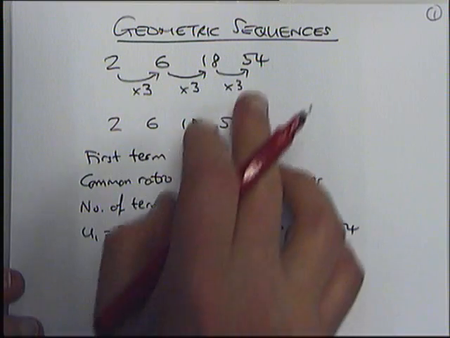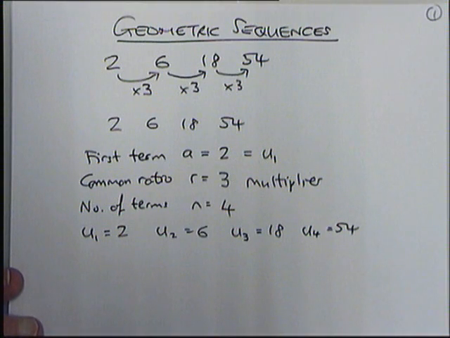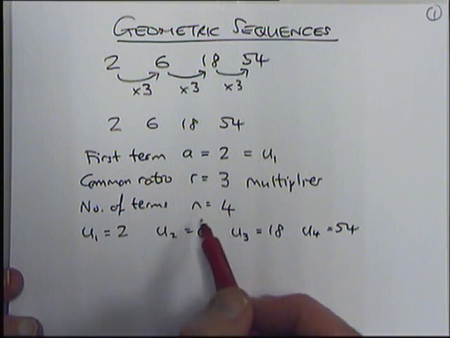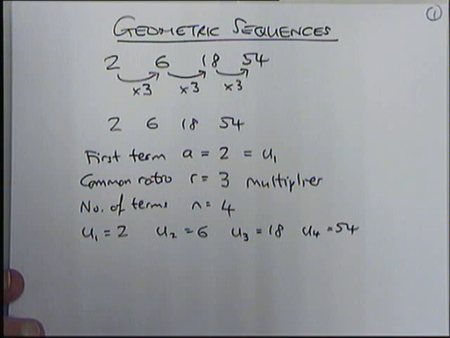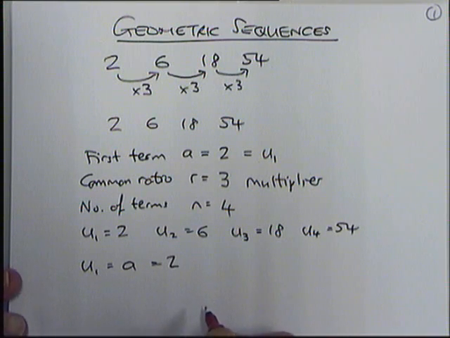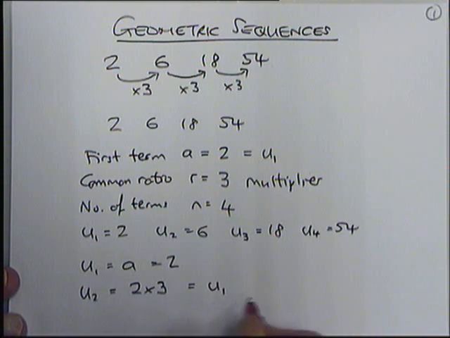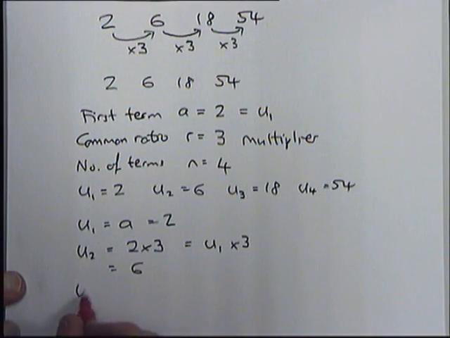You can work out the fourth term without knowing the third term, or even the second one, if you know the information about A, R, and N. And we'll just go through that first of all. To start with, the first term, U1 or A, that's 2. What do we do to that term to get the next one? We times it by 3. So that U2, the second term, was the first term, U1, times by 3. And that was 6.